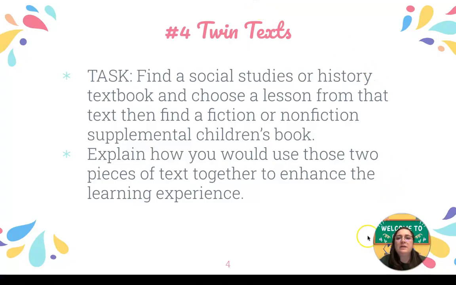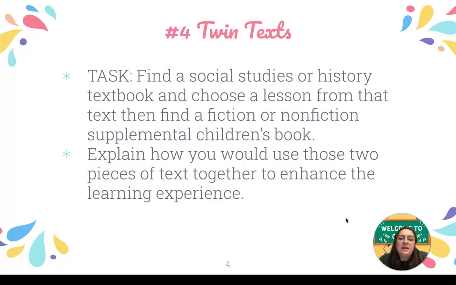Task 4 is what is called the twin texts. This is an assignment that is common amongst all 385 classes. And so what we'd like you to do is go out and find a social studies or history textbook and choose a lesson from that, and then find a children's literature book, either fiction or nonfiction, that aligns. So if it's something about the Civil War, there's a Magic Tree House about the Civil War. Those 2 would work together.